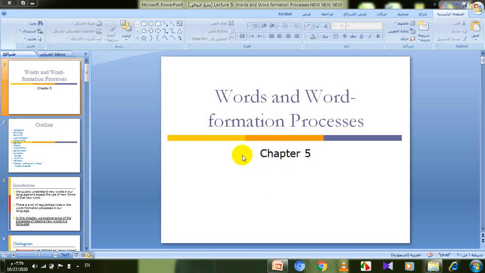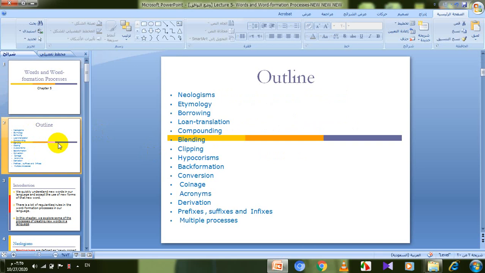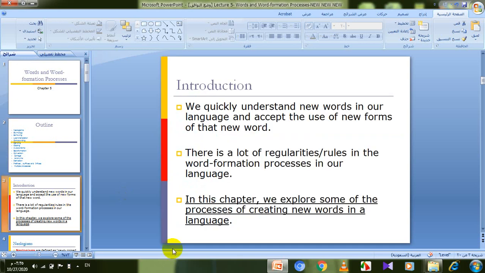Today, inshallah, we are going to start our new lesson of words and word formation processes. The topics that are going to be covered, inshallah, for this class are neologism, etymology, borrowing, loan translation, compounding, blending, clipping, hypochorisms, back formation, conversion, coinage, acronyms, derivation, prefixes, suffixes, and infixes, and multiple processes. So let's start.